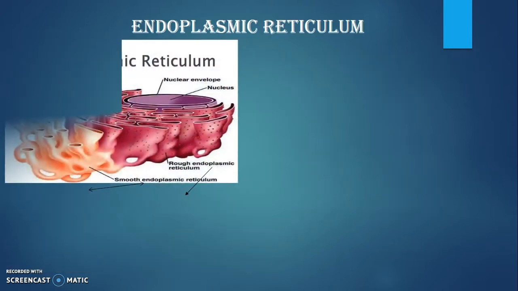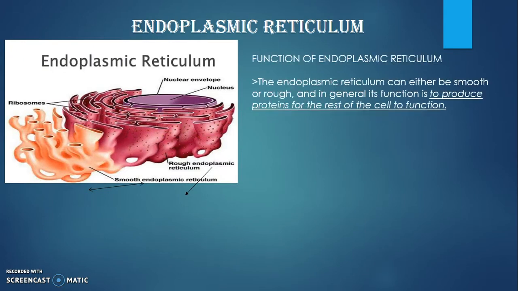Endoplasmic reticulum is another part of the eukaryotic cell. From the word, endoplasmic means plasm and reticulum means network. Endoplasmic reticulum is a network of membranes inside a cell through which proteins and other molecules move. And the function is to produce proteins for the rest of the cell.